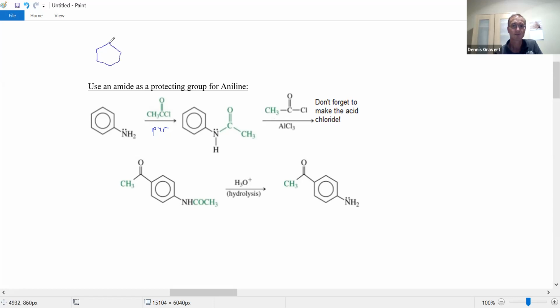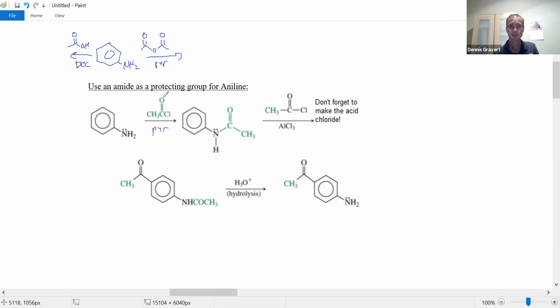Or instead of an acid chloride, you could use an anhydride. Let's see, what's an anhydride? It's been a while. There we go. Acetic anhydride is the name of that molecule. That can make the amide. You can also use a carboxylic acid, an amine, and DCC. And that'll also make the amide. Lots of choices. Pick one, stick with it.